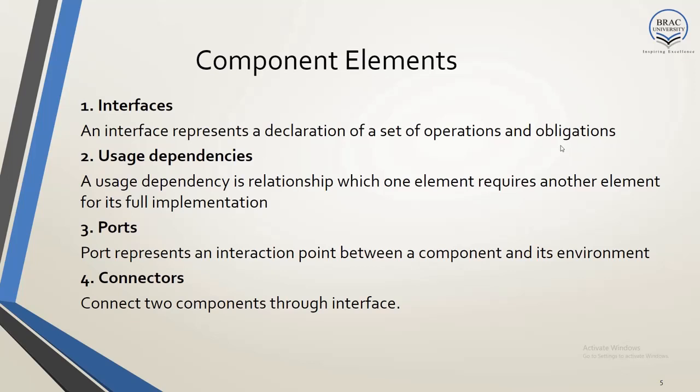Now let's look at the component elements. There are mainly four elements of a component, and these four elements are interfaces, usage dependencies, ports, and connectors. Interfaces represent a set of operations and obligations. Usage dependency shows the relationship in which one element requires another element. Ports represent interaction points, and connectors represent the connection between two components through an interface. We'll be looking at each of these elements in detail in the next slides.